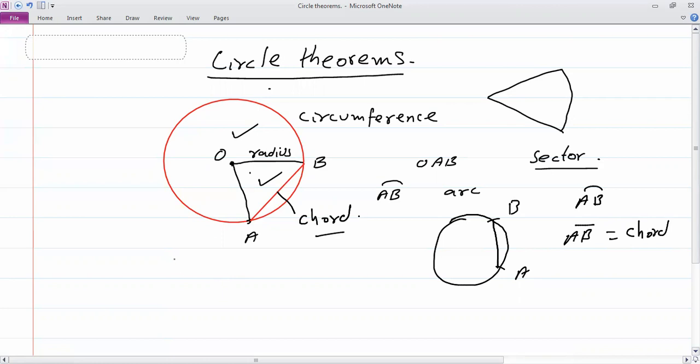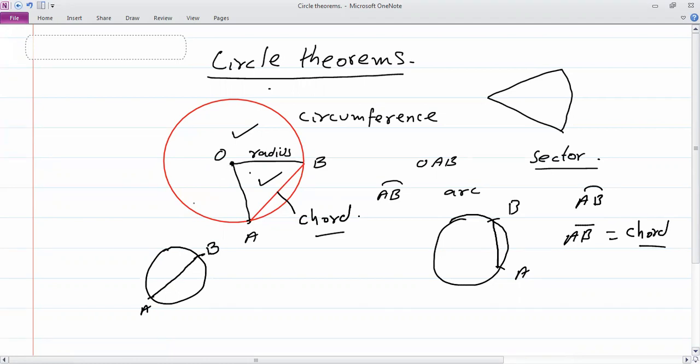In the same way, let's say you have this circle, and this is a point, this is a point. You join the two points of the circle, the line that joins any two points of the circle, we call it the chord of the circle. Like in this case, this is a chord of the circle.